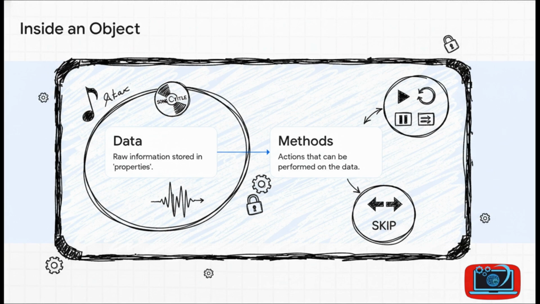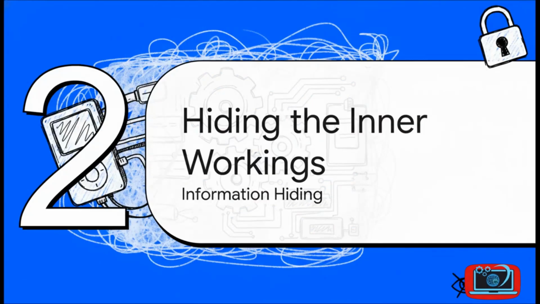Then you have the actions, the things you can do with that data. We call these methods. These are the verbs like play, pause, or skip. See? The data and the actions that work on it, all together. But just bundling things together isn't the whole story. Not even close. The real power, the secret sauce of encapsulation, comes from a related idea called information hiding. This is where our whole MP3 player analogy really starts to shine.